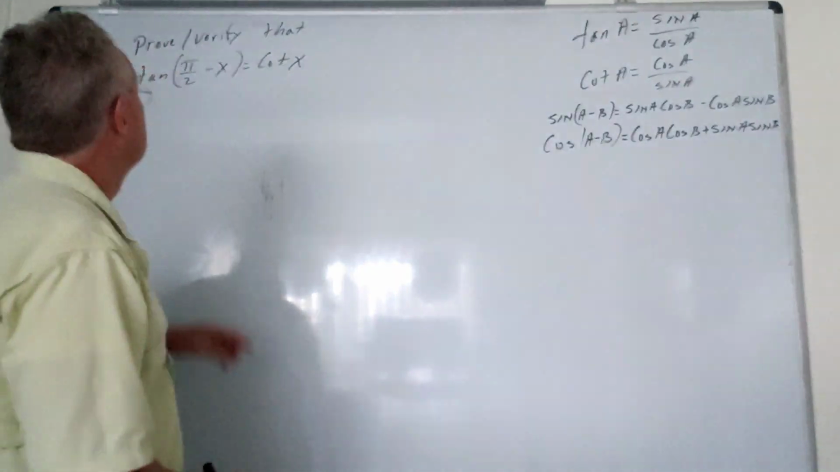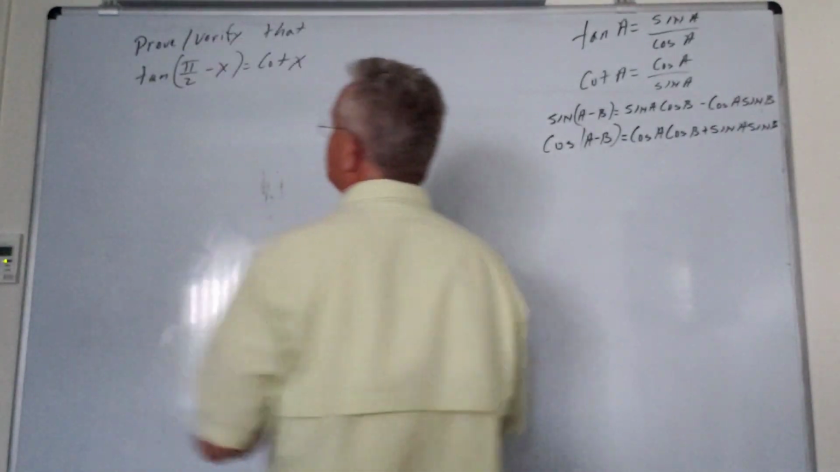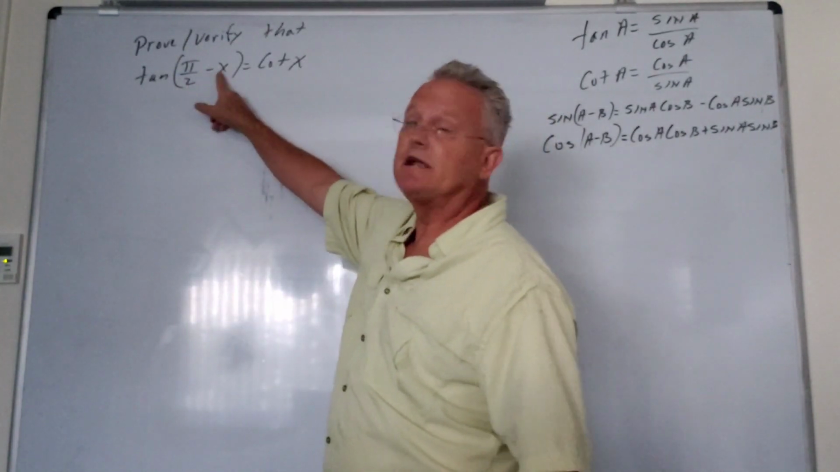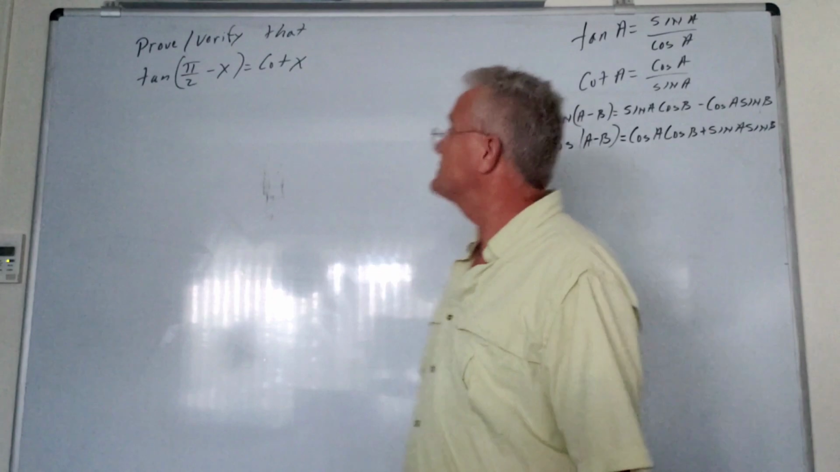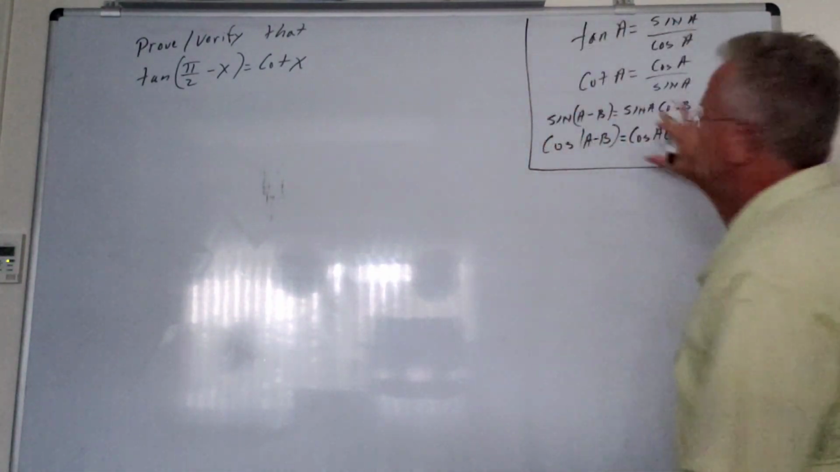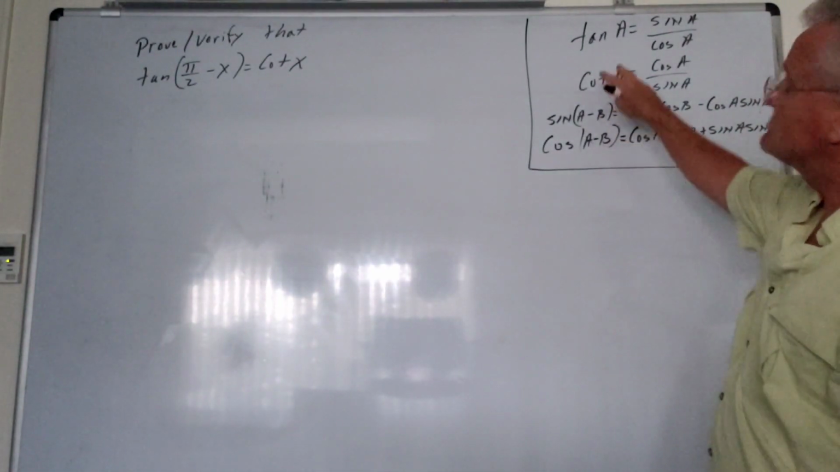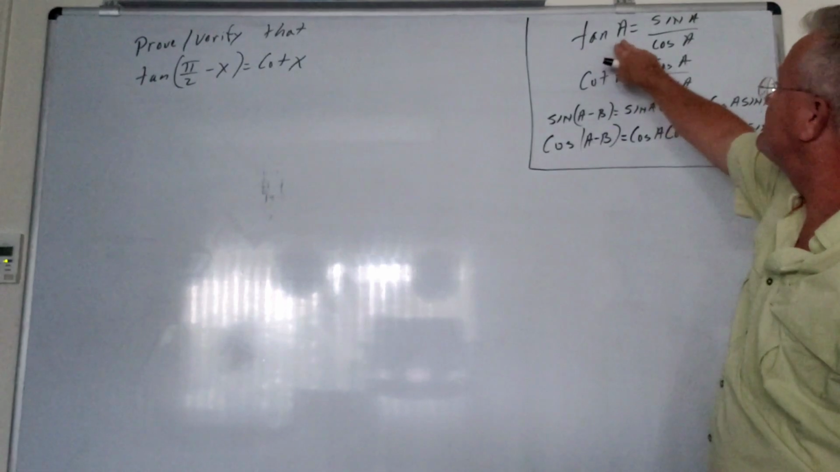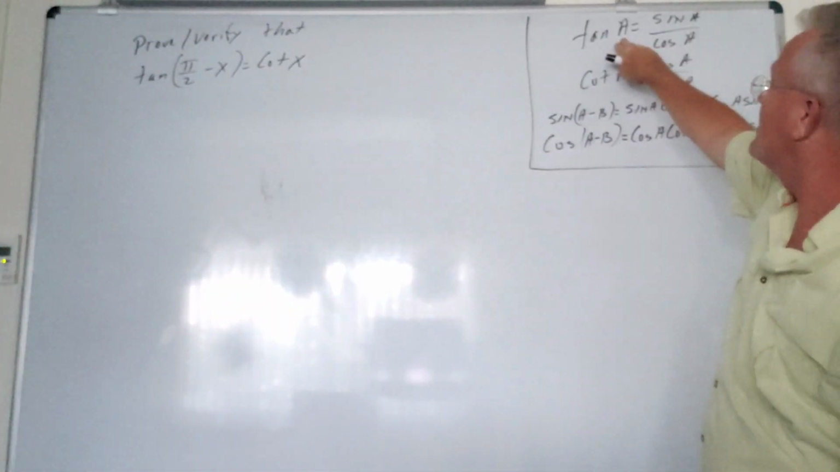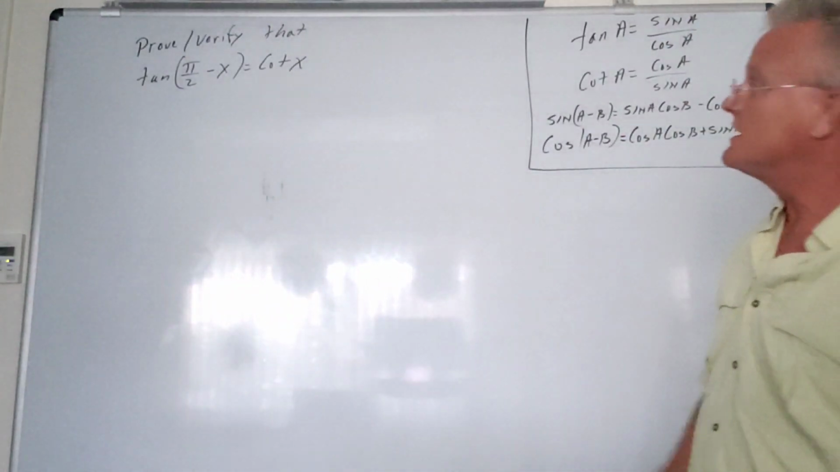Okay, so for this problem, we're going to prove or verify that the tangent of 90 degrees minus x is equal to cotangent x. And I've got a couple of identities over here that we'll be referring to when we prove this. So the first thing is we want to remember that the tangent of any argument a, the tangent of a is sine a over cosine a.